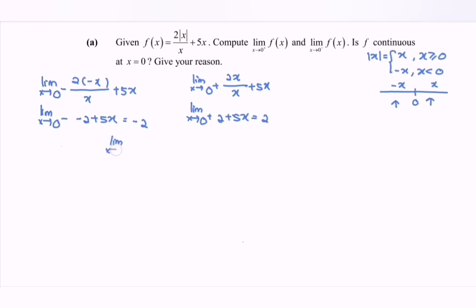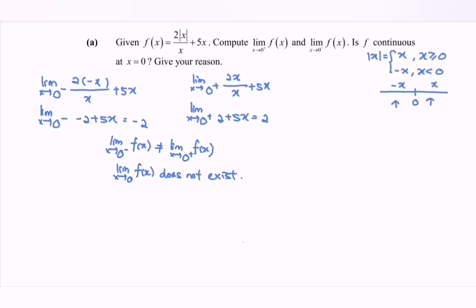The limit when x approaches 0 from the left for the function f(x) is not equal to the limit when x approaches 0 from the right for the function f(x). Then we can say the limit when x approaches 0 for the function f(x) does not exist.